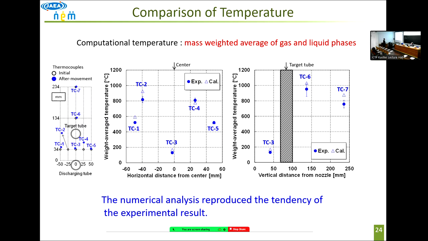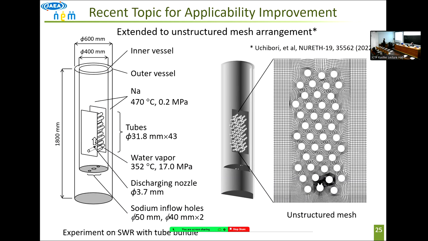And we also make another validation with multiple targets, because if we use the helical type steam generator, we have many targets. And this is a recent model improvement. Firstly, we just made the structured mesh. But in many cases, we will have very complicated geometry. So we extended from the structured mesh to the unstructured mesh.